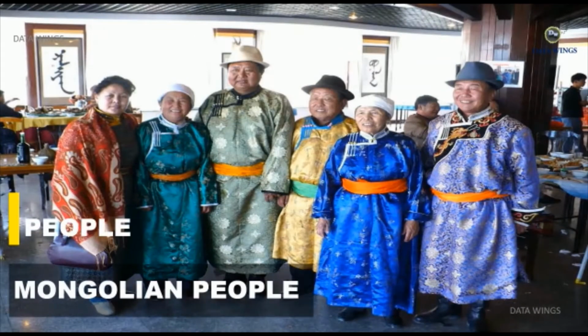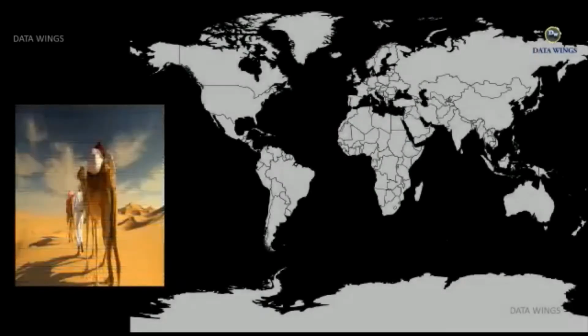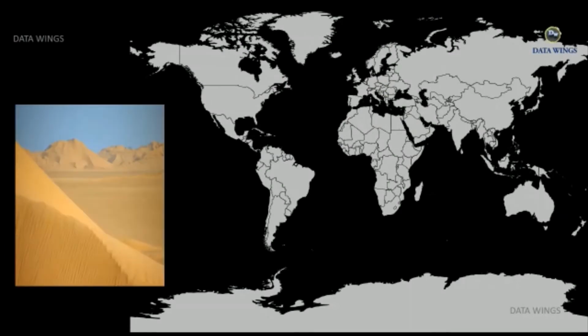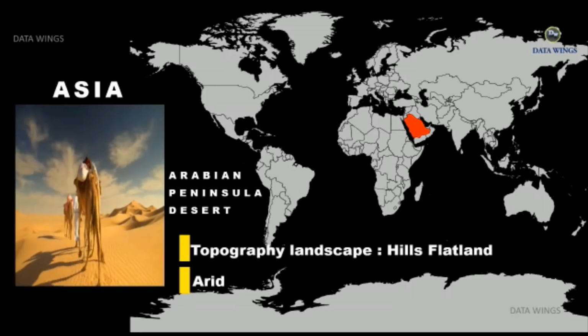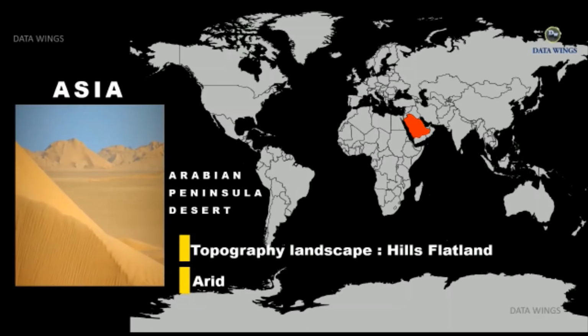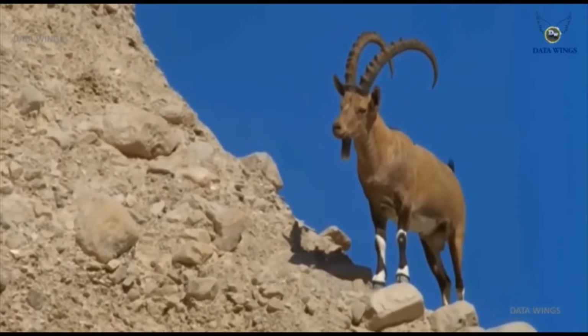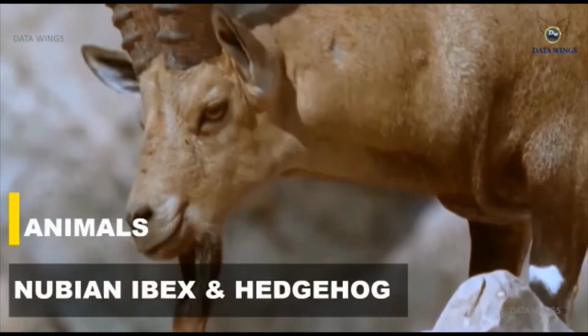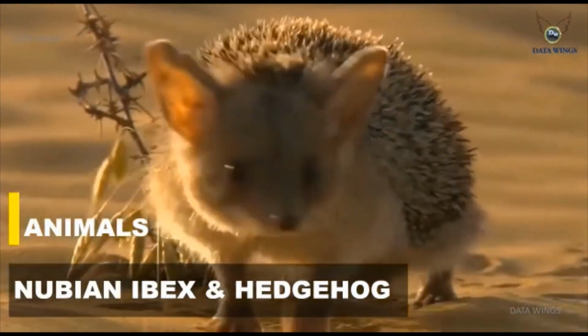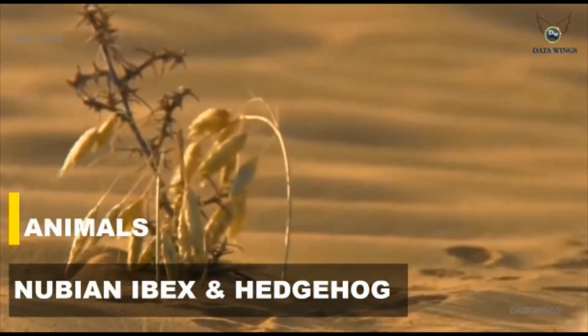And there is also another desert which is located in Asia, and it connects Africa and Asia together. And that desert is the Arabian Peninsula. And some of the topography or landscapes are hills and flatland, and it's very arid. But as you can see, it is actually quite close to the Sahara Desert. And it's actually very large. The Arabian Peninsula Desert is smaller than the Sahara, but it's still quite large.